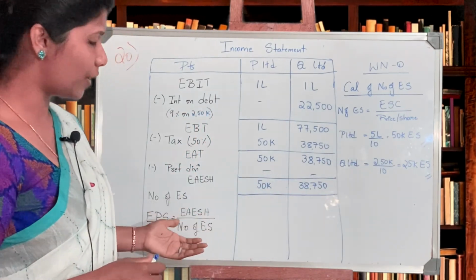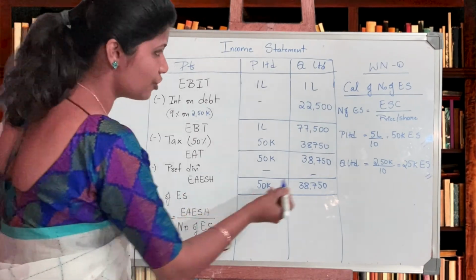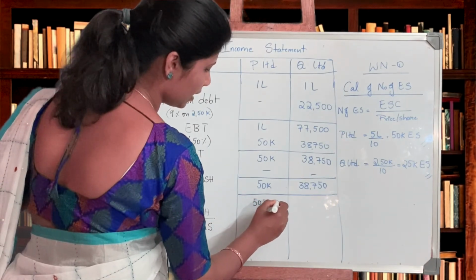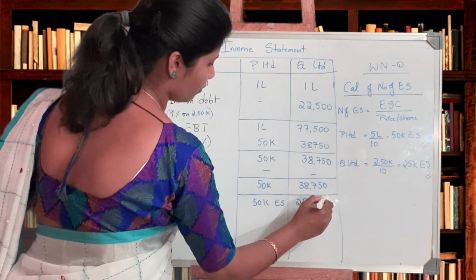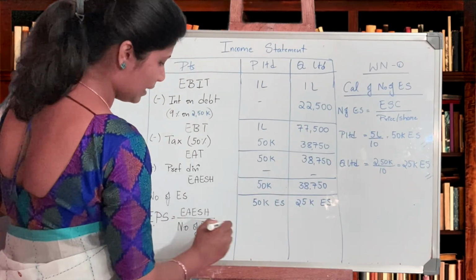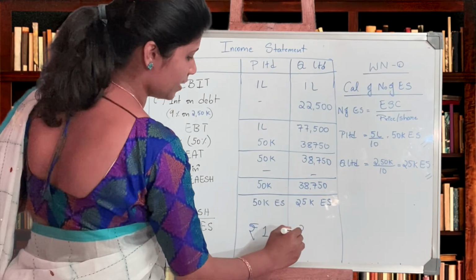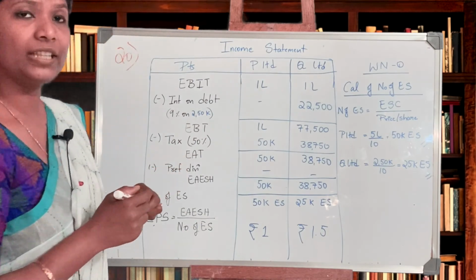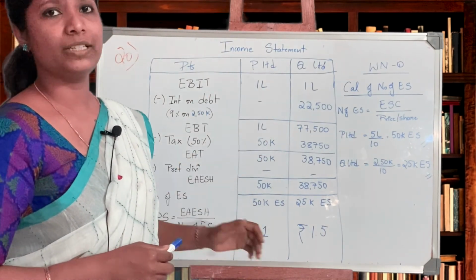So, the last part of the question is to find out the earnings per share. What is the number of equity shares as we have found out? 50,000 equity shares and 25,000 equity shares. So once you divide, you arrive at EPS of rupees 1 for P Limited, and rupees 1.5 for Q Limited. So these are the earnings per share of P Limited company and Q Limited company.